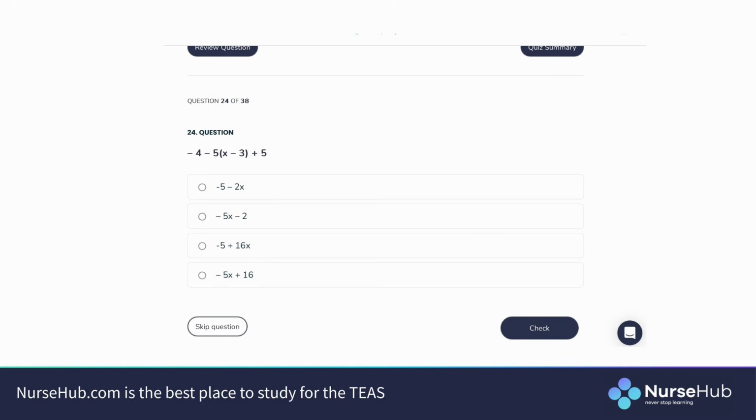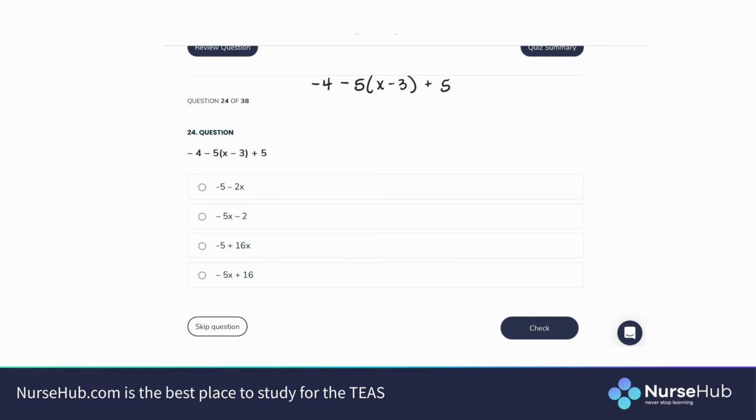All right, so the first thing to do is figure out what you're supposed to actually do with this problem. There's no direction, but I look at the answer choices, and I see that it's kept x's and it's kept whole numbers. So I'm going to go with the idea that I am simplifying this expression. So if we rewrite it, negative 4 minus 5, parentheses x minus 3, plus 5.